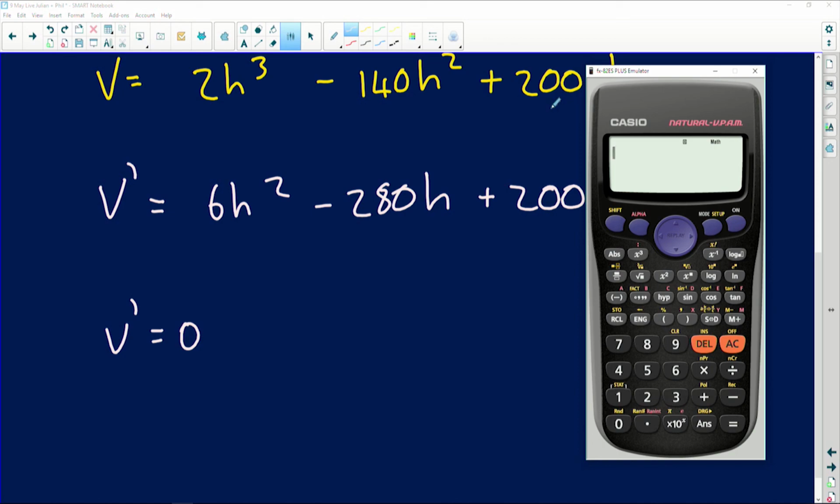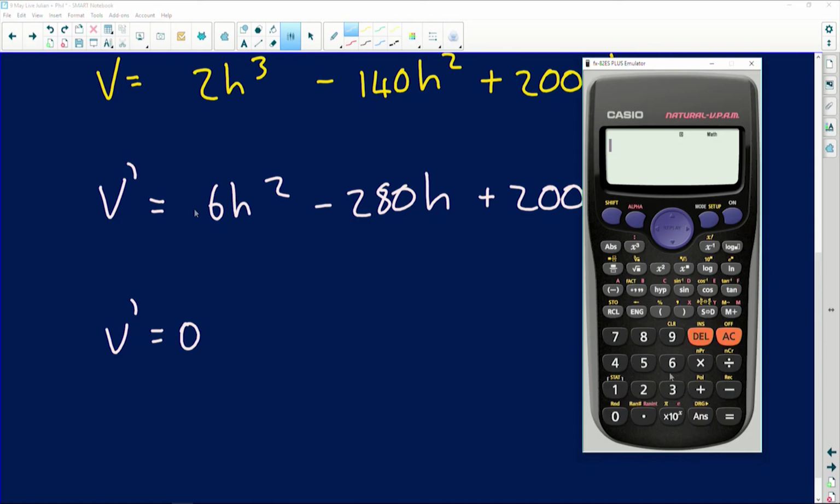Okay, guys. So now we're going to take all our little terms, and we're going to plug them into the calculator, and we're going to solve for our h. What I like to do is say 6, and I'm going to shift store as A, and then I'm going to take my other value, minus 280, shift store it as B, and my last value is going to be 2000. I'm going to shift store it as C. Okay guys, so now we've got all my values stored in the calculator.